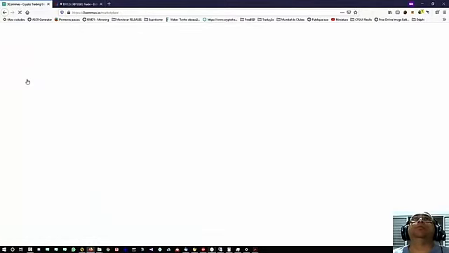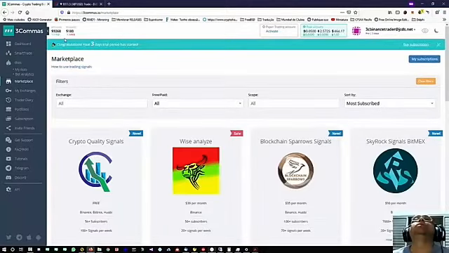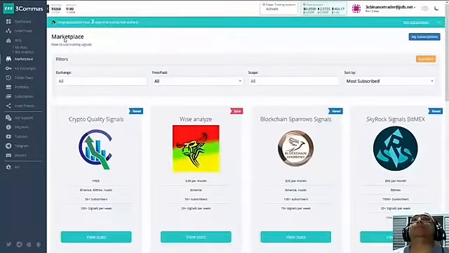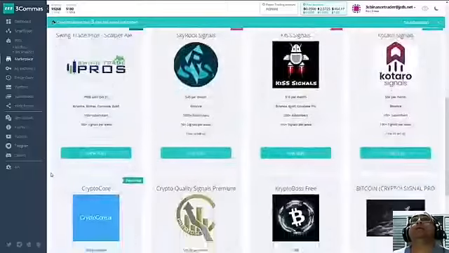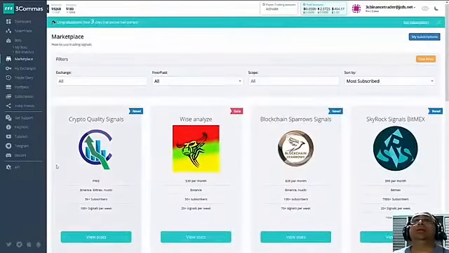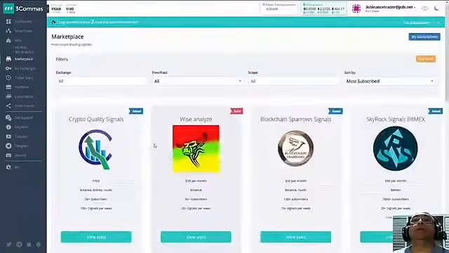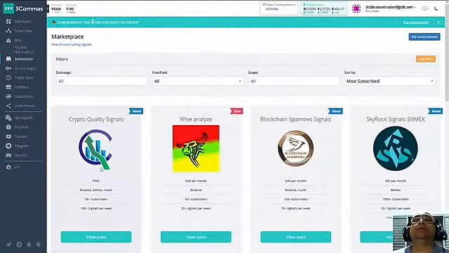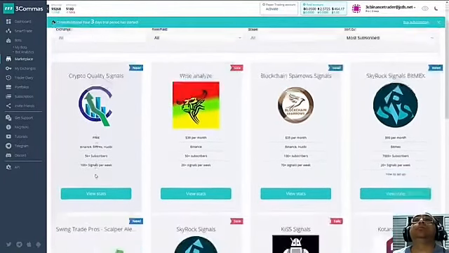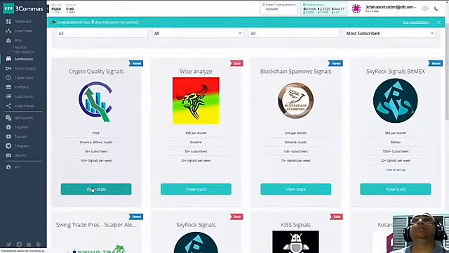Here on the marketplace is where I can choose my signals, right? And here I can see signals from several providers, some paid, some free. You can see our free signals here and our premium signals here. For this demonstration, I will only use our free signals. So I will just go to the view stats page.